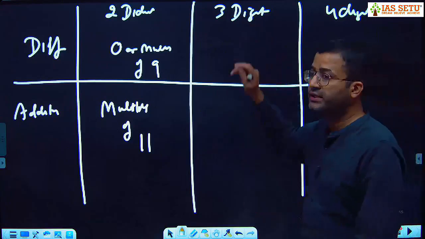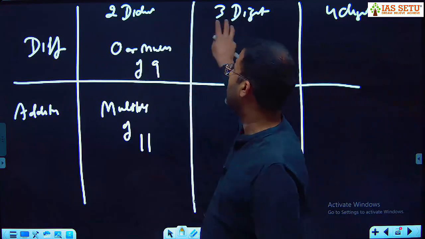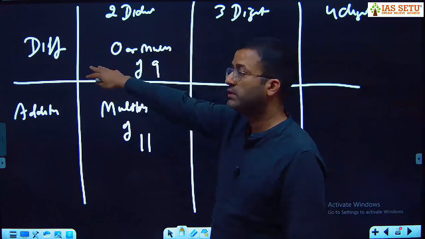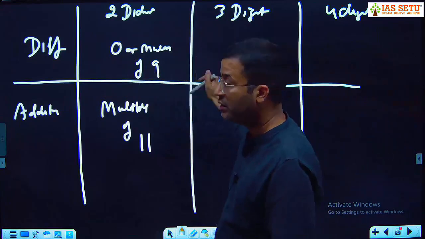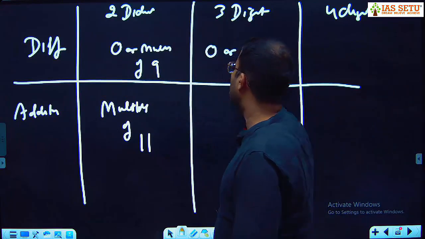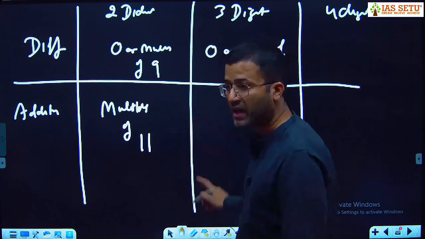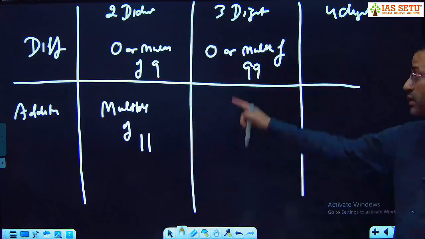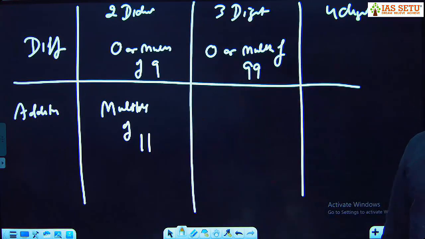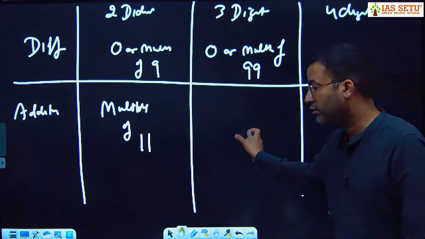Now here, 3-digit. What we have observed: when we take any 3-digit number, reverse the order and subtract from the original number, what is it coming? 0 or a multiple of 99. Here 99 will come. Here is 9, here is 99. Now tell me what we can observe here.